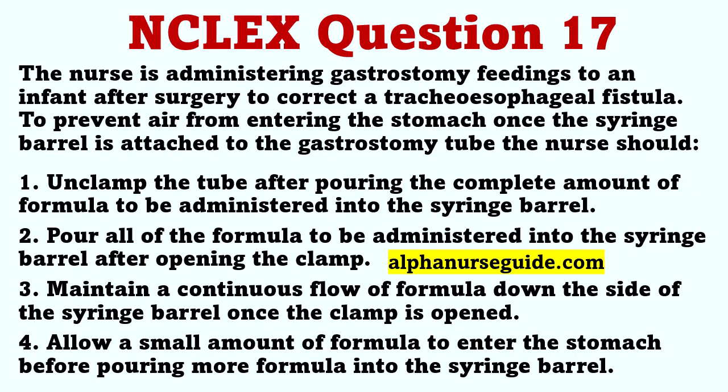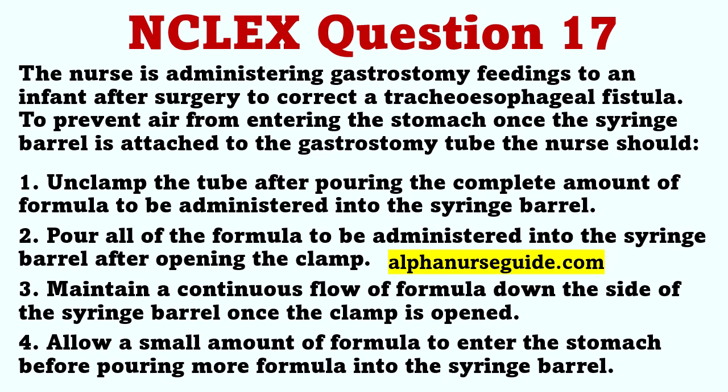The nurse is administering gastrostomy feedings to an infant after surgery to correct a tracheoesophageal fistula. To prevent air from entering the stomach, once the syringe barrel is attached to the gastrostomy tube, the nurse should 1. Unclamp the tube after pouring the complete amount of formula to be administered into the syringe barrel. 2. Pour all the formula to be administered into the syringe barrel after opening the clamp.